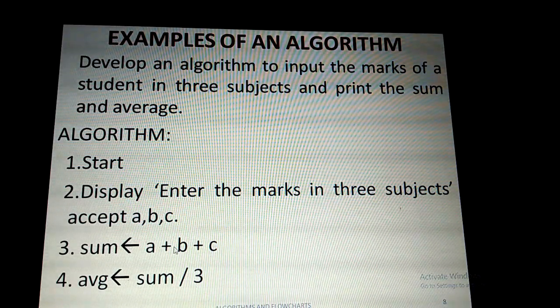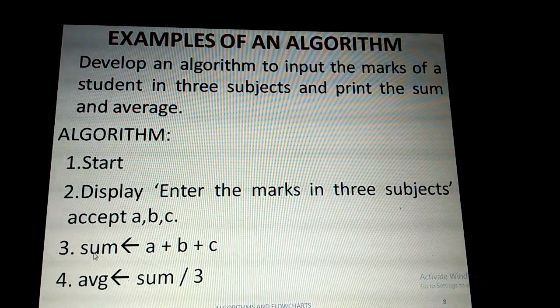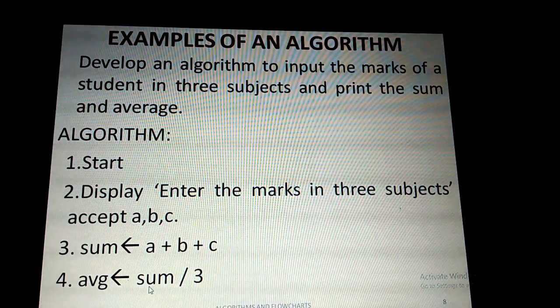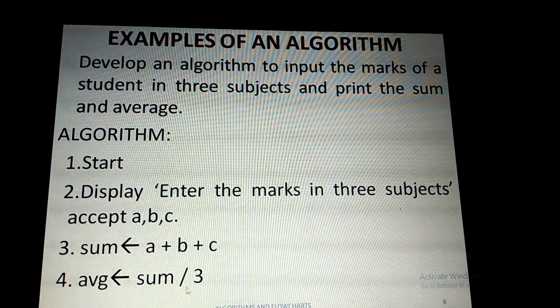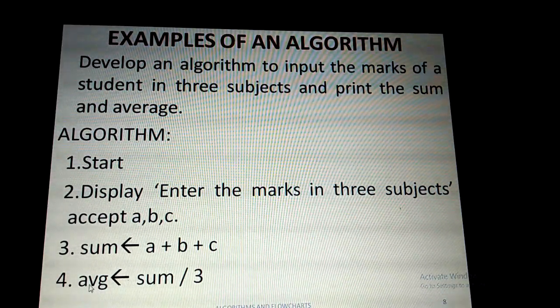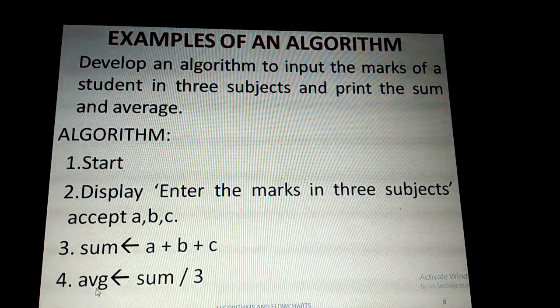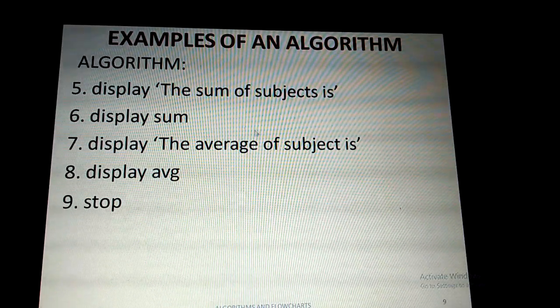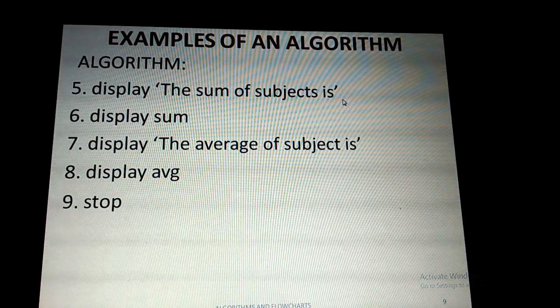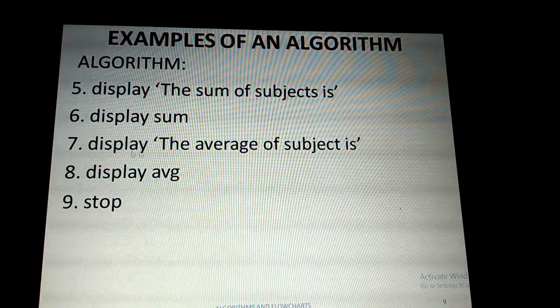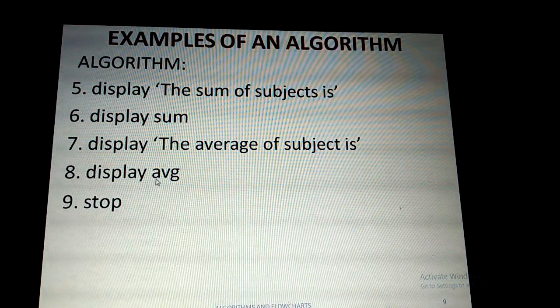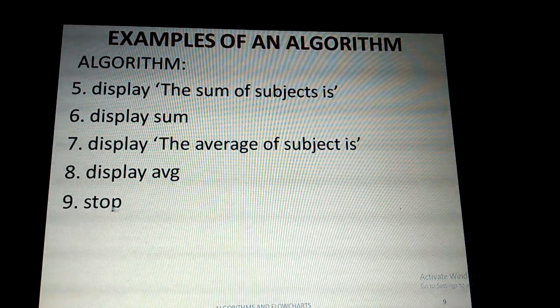Because we have the total value assigned in the variable called sum, that sum is going to be taken here and divided by 3 to get the average of the 3 subjects' marks. Next we need to display these values, that is sum and average. That is another step. Display the sum of subjects is sum, display the average of subjects is average, and then stop the process.